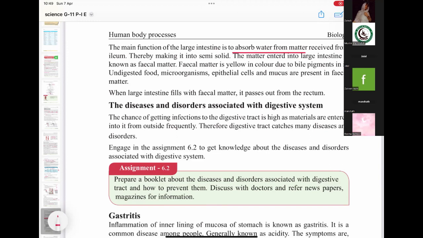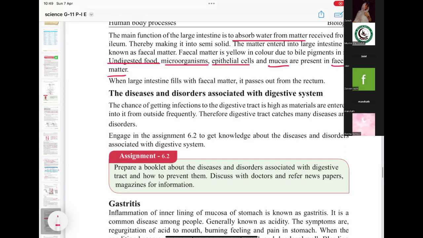Okay, so undigested food. You have to remember what the components of the fecal matter are. Undigested food, microorganisms, epithelial cells, and mucus are the components of the fecal matter. And whenever your large intestine is filled with fecal matter, it passes out from the rectum, right?